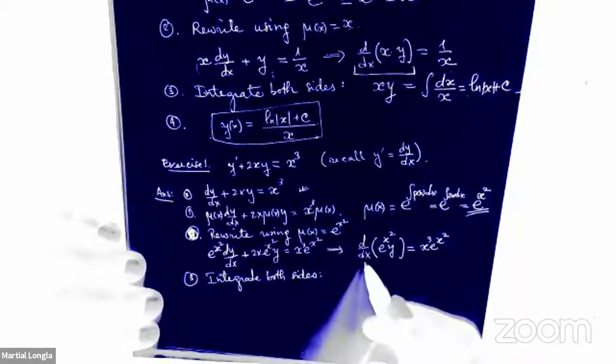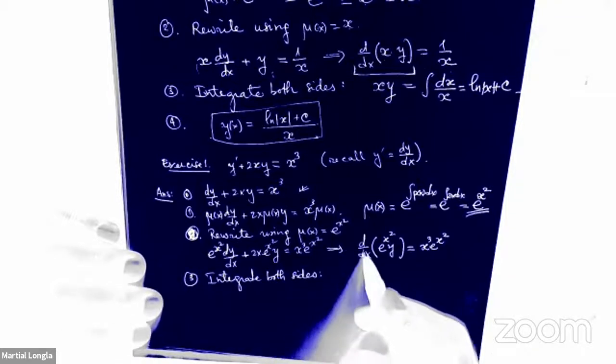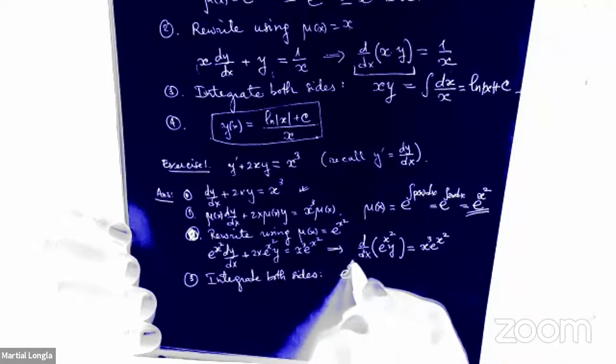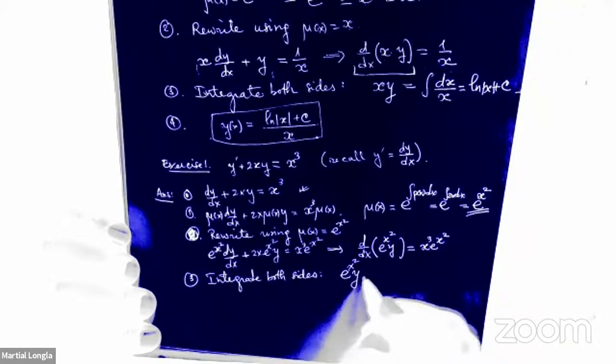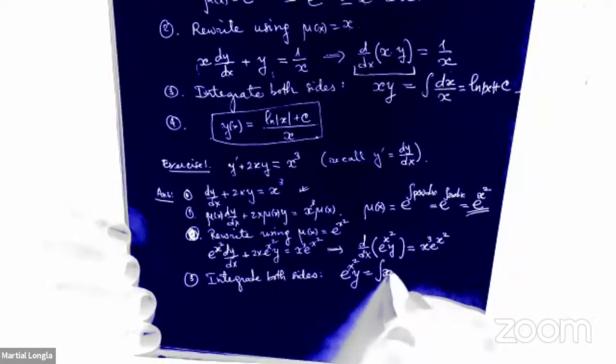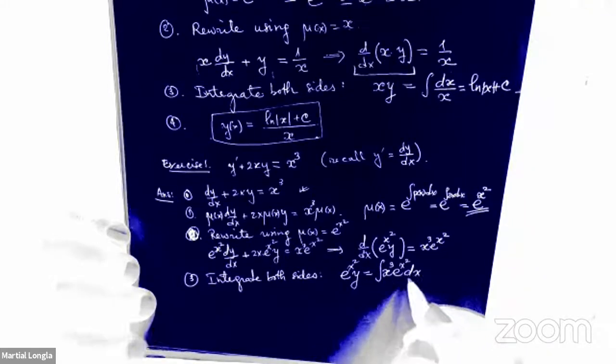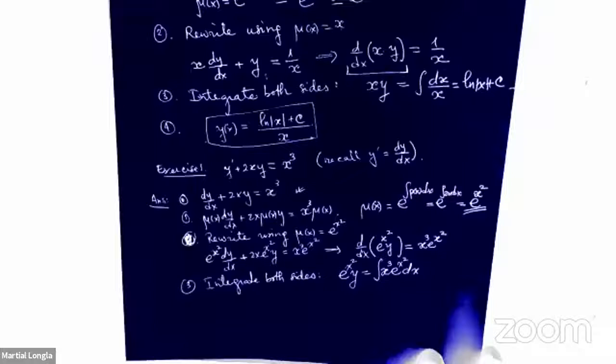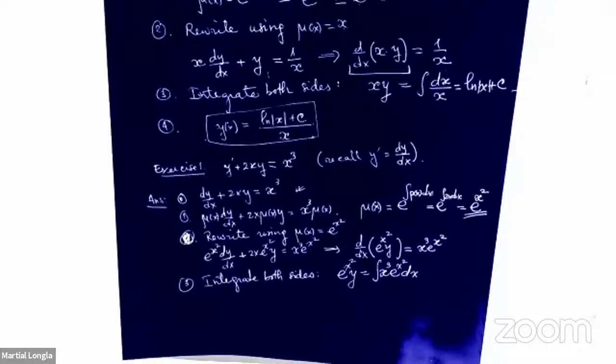And again, here, when we integrate both sides, we get integral of the derivative. So that becomes just the function that we had there, e to the x squared y equals integral of x cubed e to the x squared dx. Okay. And to compute this integral, what we need to do is what we call u substitution.